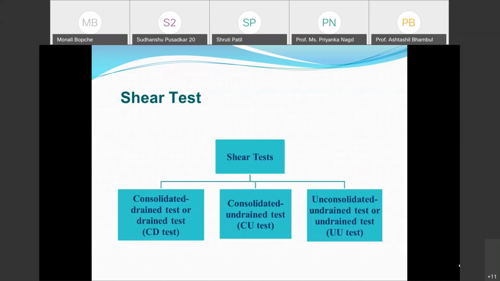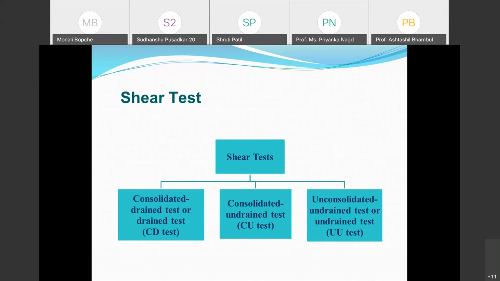Now, the shear test which we are conducting for determining the shear strength basically depends upon what methodology you have adopted for consolidation and for applying the shear force. Depending upon the consolidation of the soil mass and the water which is drained through it, we divide the shear stress test into three different concepts. One we call CD test, one we call CU test, and the other we call UU test.